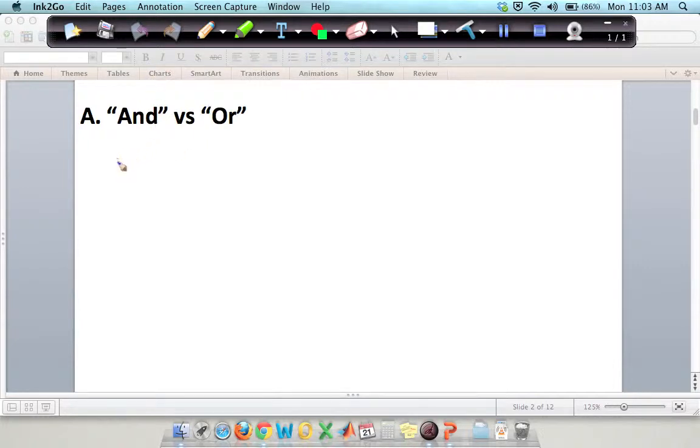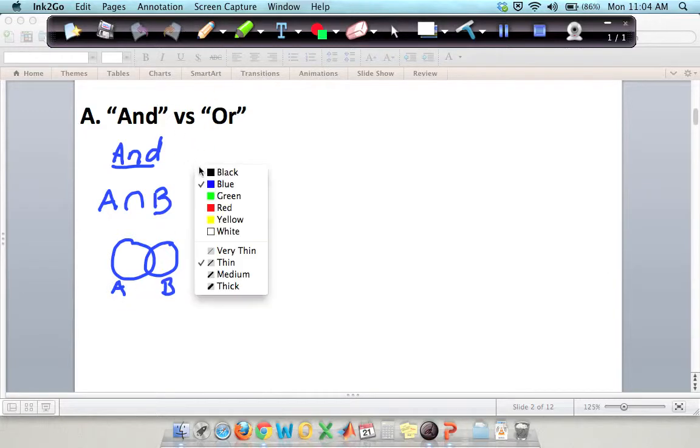So for "and," you would either see the word "and," which is the same thing as writing A intersection B. So this is a graphical way to see what this means with an inequality. When we're looking at the intersection, let's say I have set A and set B. So this is A and this is B. The intersection, or the word "and," says what do these two sets have in common? And that would be this little piece in the middle.